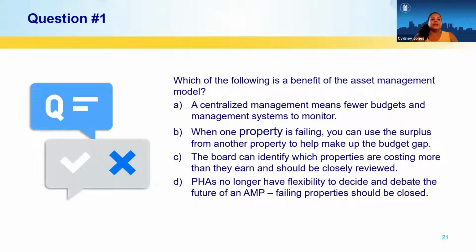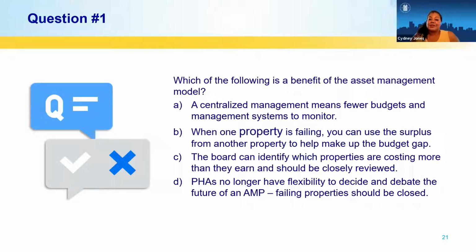So let's do a little knowledge check here real quick. Which of the following is a benefit of the asset management model? Take a minute and answer that. Well, that's great. If you said C, the board can identify which properties are costing more than they earn and should be closely reviewed, that was correct.